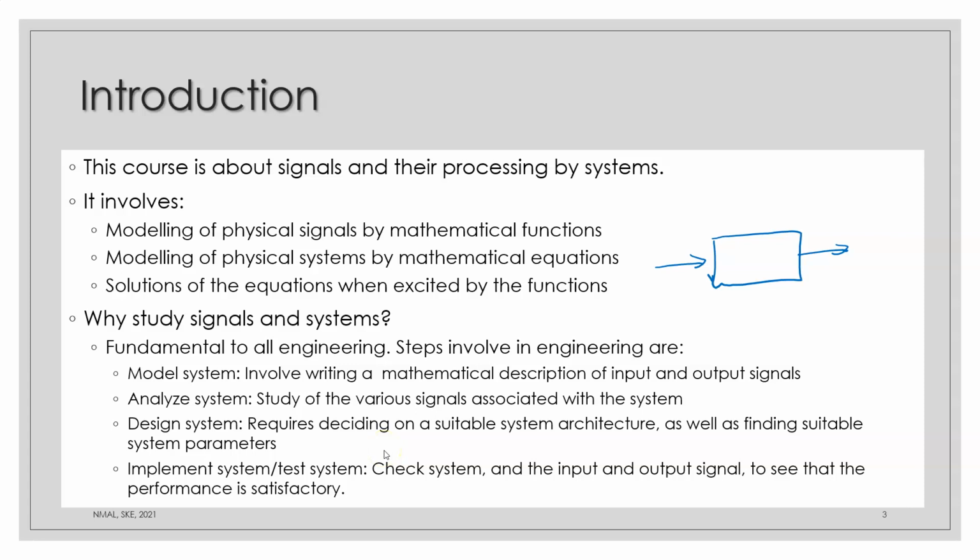After we are satisfied with the analysis of the system, we want to design the system. We need to decide on a suitable system architecture, and we also need to find suitable system parameters. So after we design, we want to implement the system. Before we implement it in real life, we want to implement and test the system. So we need to check the system and the input output signals, and to see that the performance is satisfactory.